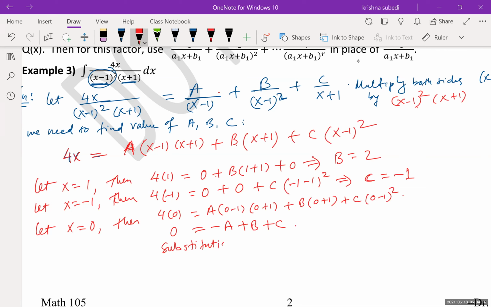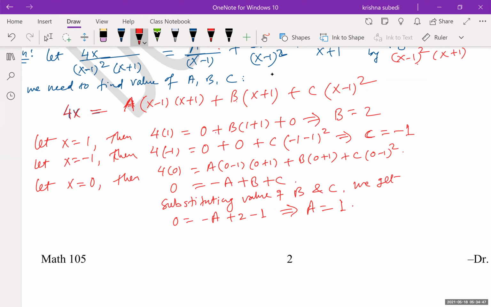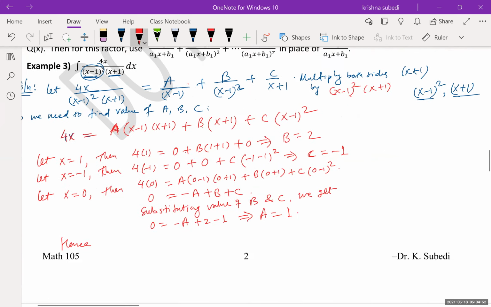So substituting the value of b and c, what do we get? 0 equals negative a plus b is 2 and c is minus 1, and that's going to give me a equals, I know some of you have already got the answer and put it in the chat box, and thank you very much for that, and we got a equals 1. Okay, so hence we got the partial fraction, guys.